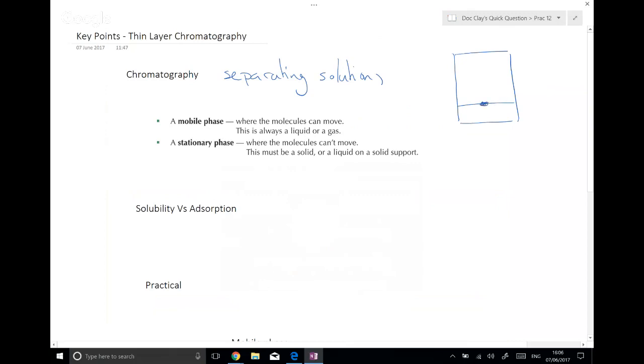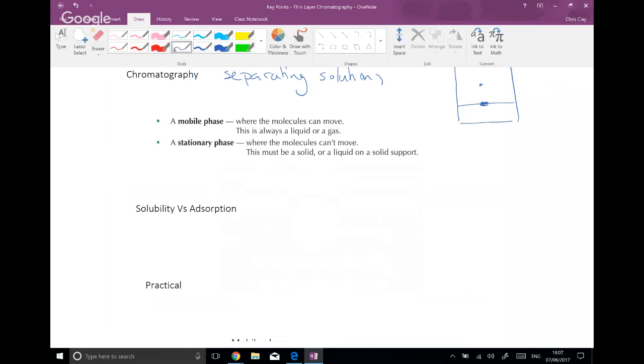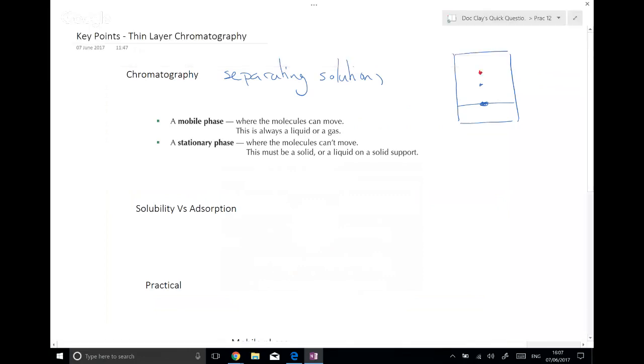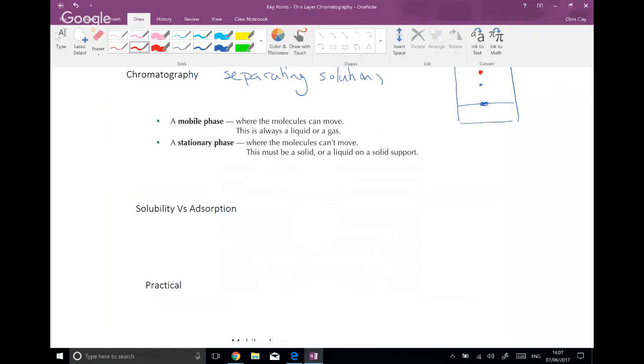You probably did it with something like ink. Once upon a time, you might have had black ink, and after doing the chromatography you might have had some different colors of ink go up different distances. So you might have had a red and a blue in there, and you might have compared different ones. The thin layer chromatography, though, is slightly more complex than that idea, and that's what we're going to look at in just a moment as we go through here.